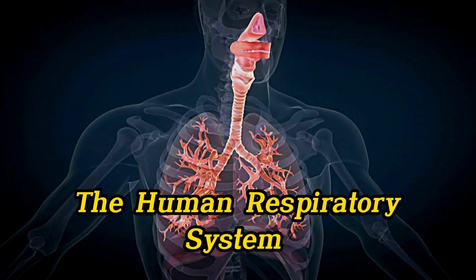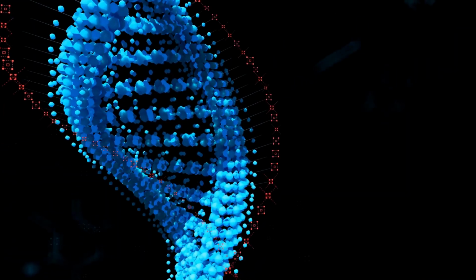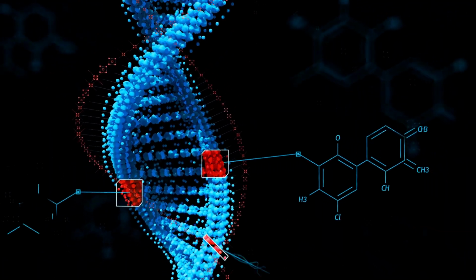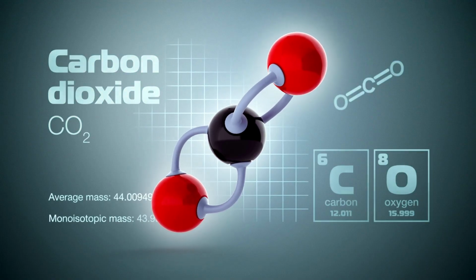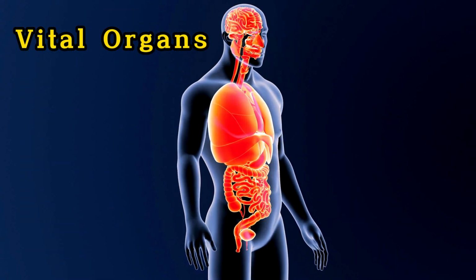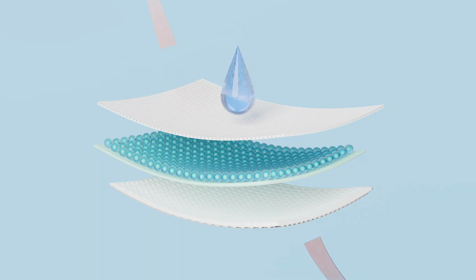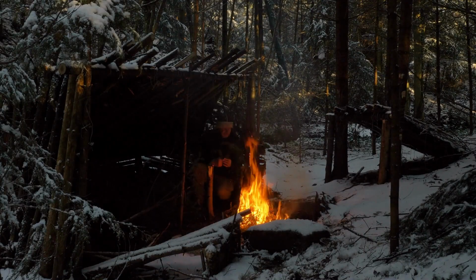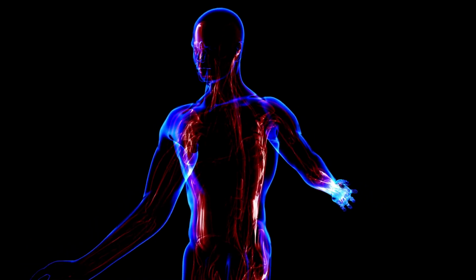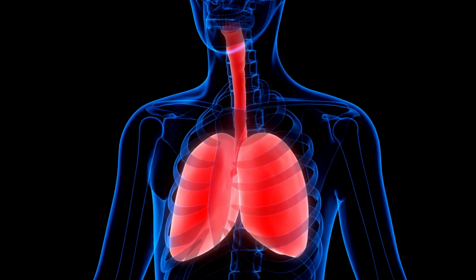The human respiratory system is a remarkable feat of biological engineering responsible for sustaining our lives by ensuring the constant exchange of oxygen and carbon dioxide. At the center of this intricate system are the lungs, two vital organs that enable us to breathe and absorb the oxygen essential for our survival. In this video, we will delve into the fascinating world of pulmonary physiology to understand how our lungs operate and the processes that enable us to breathe.